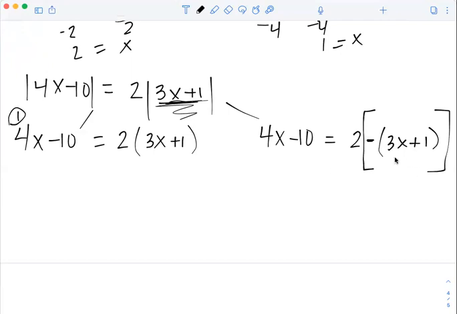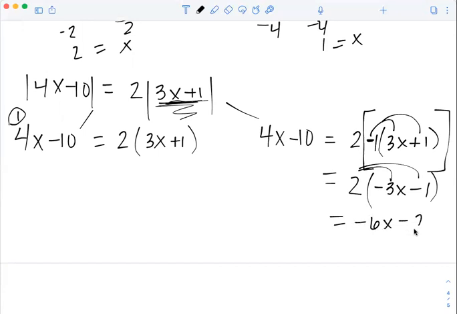So let me simplify this right side just a tad. That's going to be 2 times, multiplying -1 through the 3x and the +1, we get -3x minus 1. And then simplifying that again, so we're really distributing twice here, that's -6x minus 2. And it's equal to 4x minus 10. I'm just bringing that down.